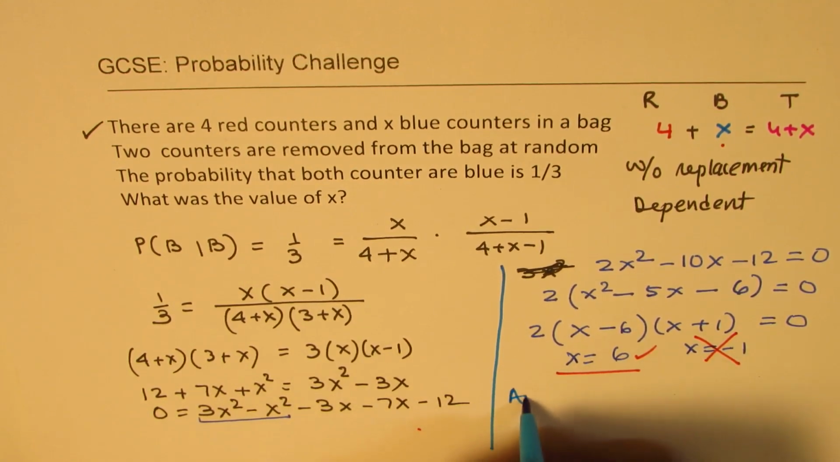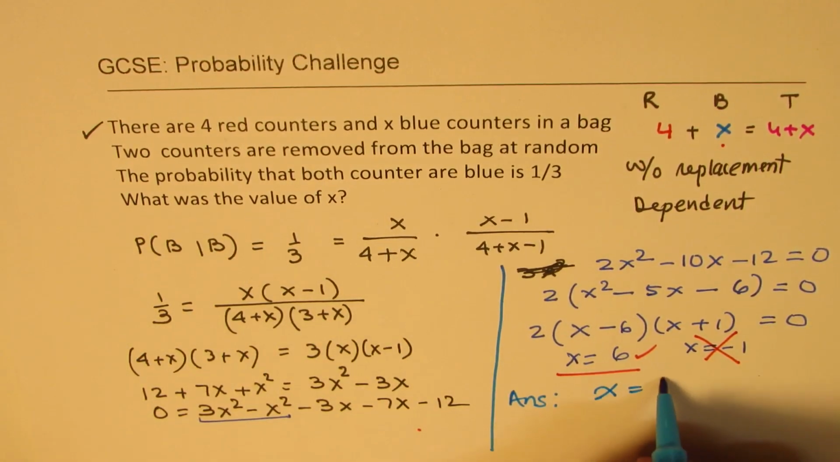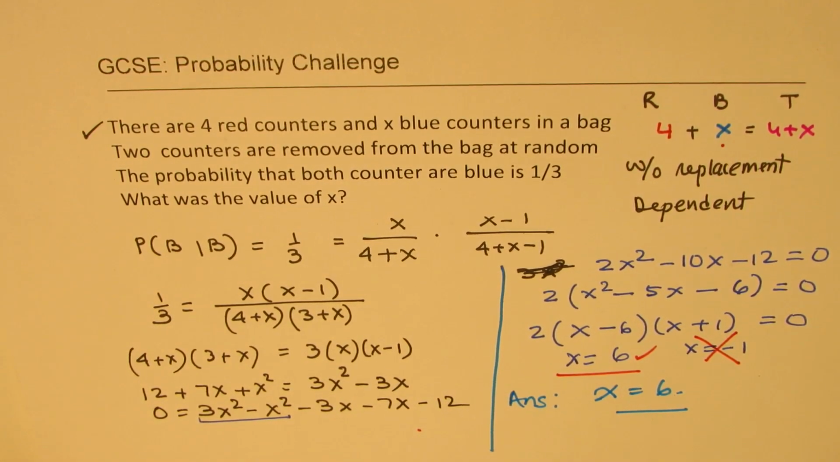So our answer is, what was the value of x? x equals 6. Is that clear to you? So it should not take more than a minute or two to solve such questions now. Is that clear? Perfect. Great.